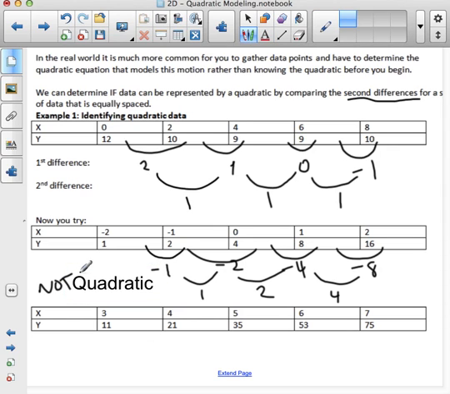So the first option we have here is not quadratic because those second differences aren't the same. Now I'm going to do the next one. 21 minus 11 is 10. 35 minus 21 is 24. 53 minus 35 is, I believe, 18. And 75 minus 53 is, I believe, 22.